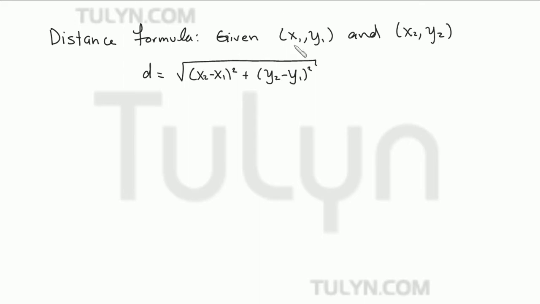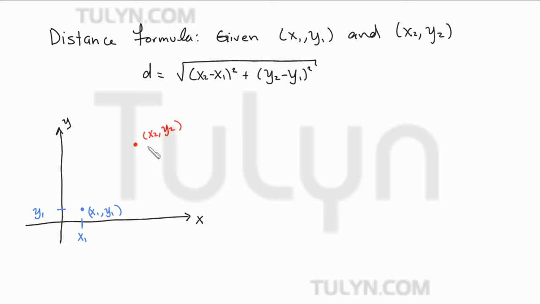Okay, so let's start with what we're given, right? These 2 points. So say we have the x-axis and the y-axis, and let's have a point over here. Let's call that x1, y1, right? So the x value is going to be x1, and the y value is going to be y1. That's what it means for the coordinates to be as such. And then let's have another point over here, and let's say that that's at x2, y2. So again, the x coordinate is going to be x2, and the y coordinate is going to be y2.